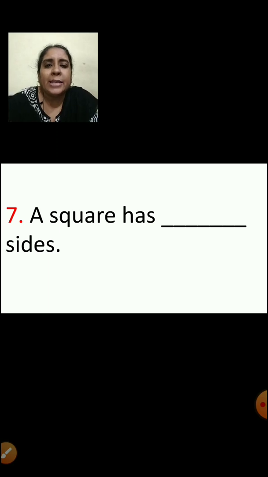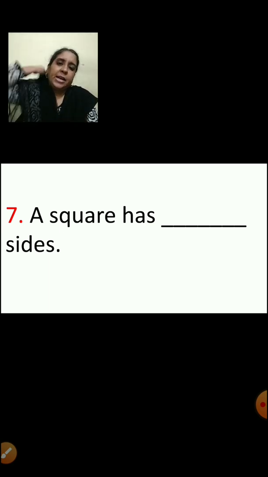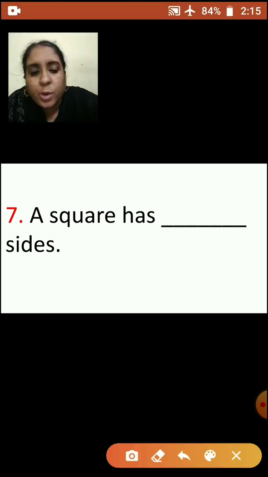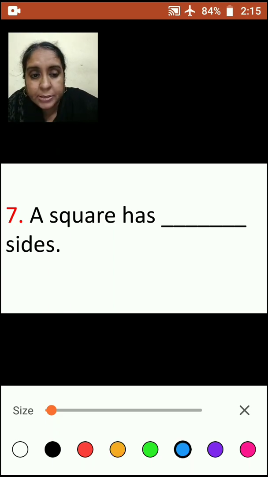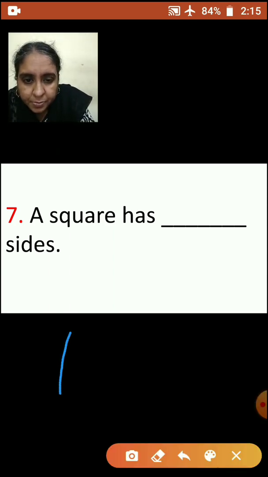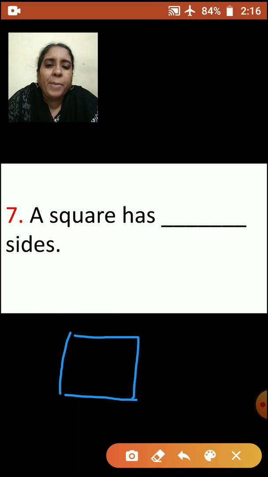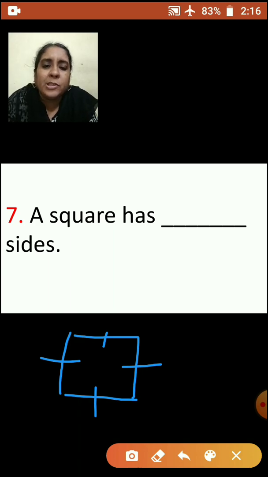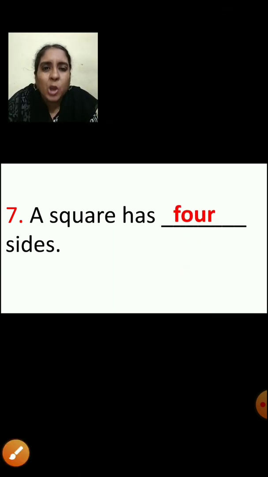Okay, now let's go to the next question. A square has dash sides. Now I will draw and show you a square. Then you can count the number of sides. Now I have drawn a square there, right? How many sides are there in this figure? You can count and tell me, children. Yes. 1, 2, 3, 4. So what will be your answer? 4 sides. A square has 4 sides.